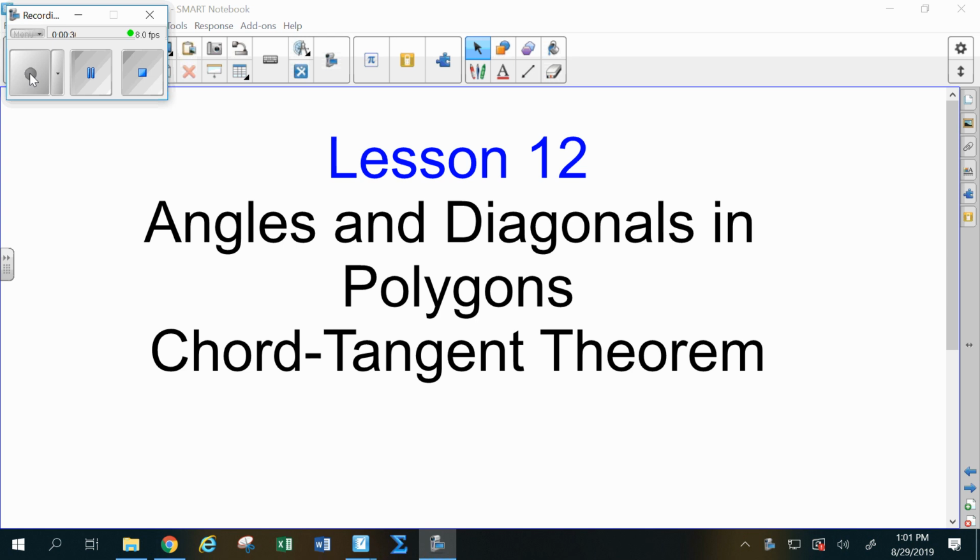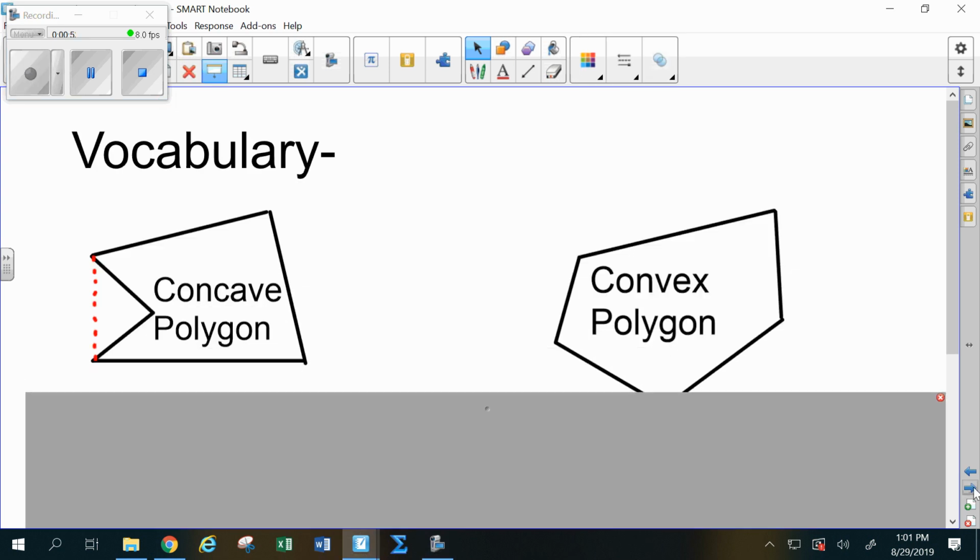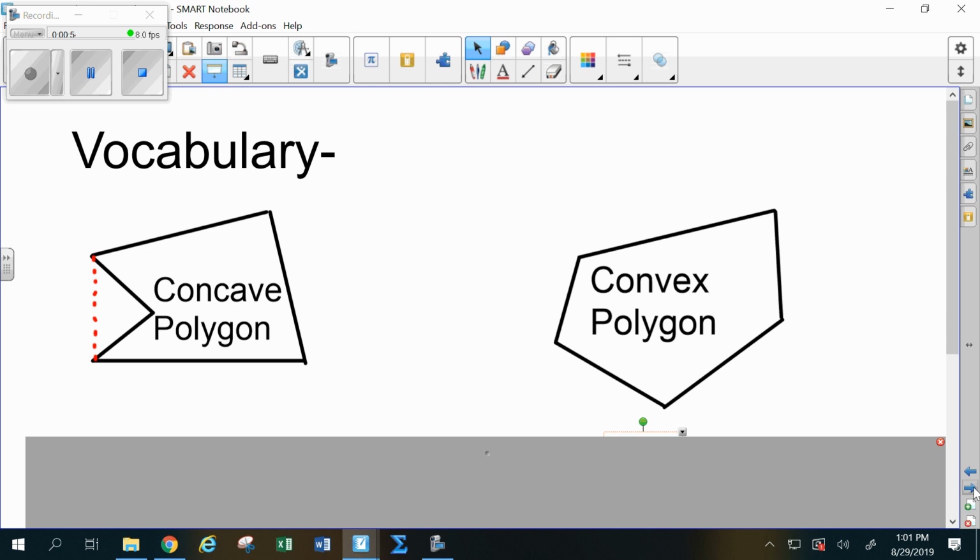convex polygons? Does anybody know those words? Nobody's quite sure on that. Want to venture a guess? Not a curve because it needs to be straight, but a section that does cut into the polygon. Very good. So concave looks like it has a cave going inside the polygon.